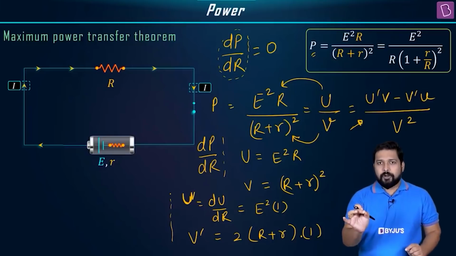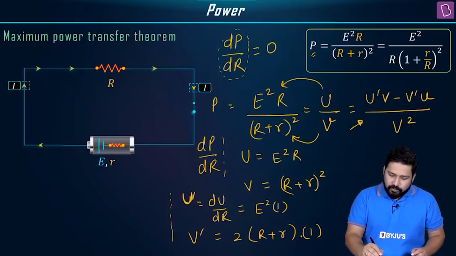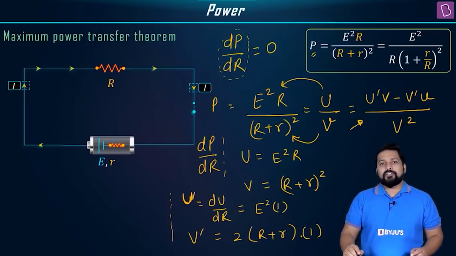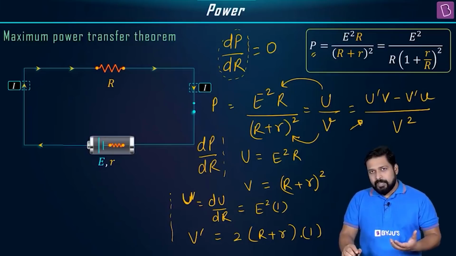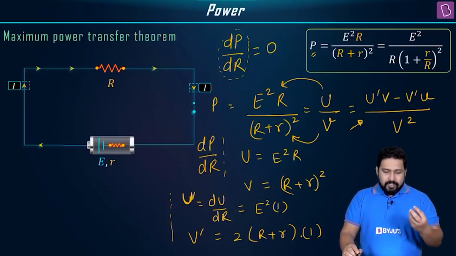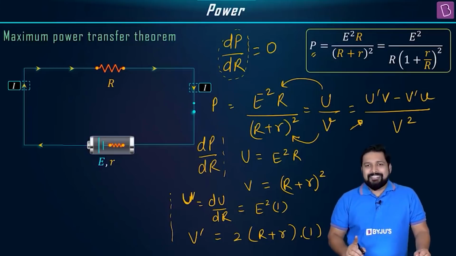So again, going from the starting part of it, what we did: number 1, we had got the expression of power in terms of capital R and small r. We know that if you fix a cell, internal resistance of the cell becomes fixed. And when you have fixed the cell, then the EMF is also fixed. Which means external resistance is capital R.